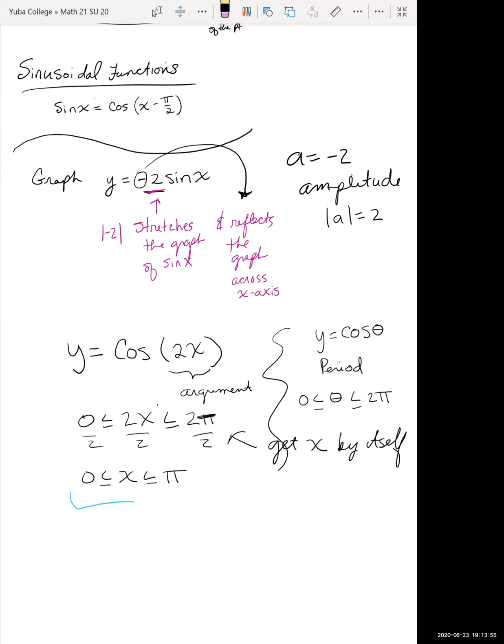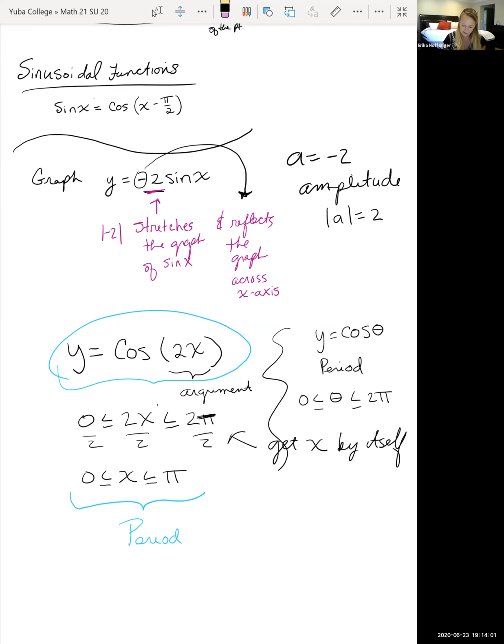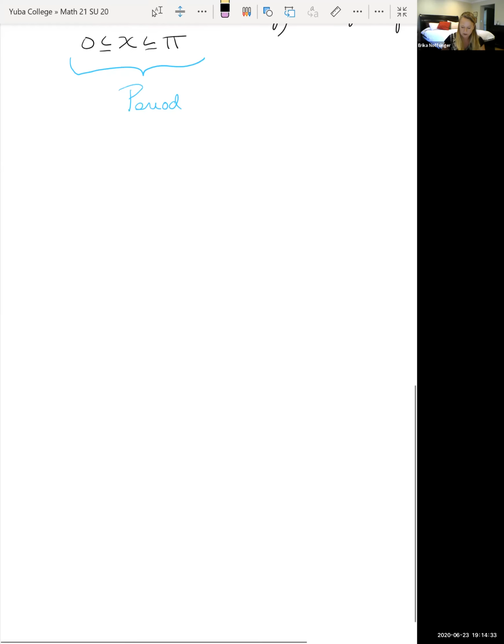Professor, I had a question. Yeah. Why did you divide by 2? I'm trying to get x by itself to see what the new period of my function is. So if this was just 1 times x, my period is going to be between 0 and 2 pi. But this coefficient in front of the x is going to affect the length of the period. It's either going to make it take longer to go all the way around to start over, or it's going to make it go faster. In this case, it's making it go faster. So my length of the period is just pi.